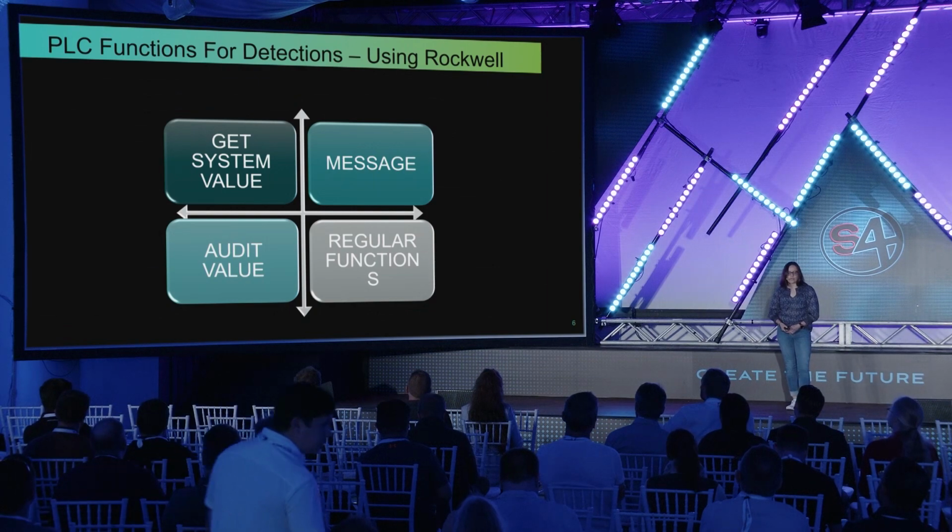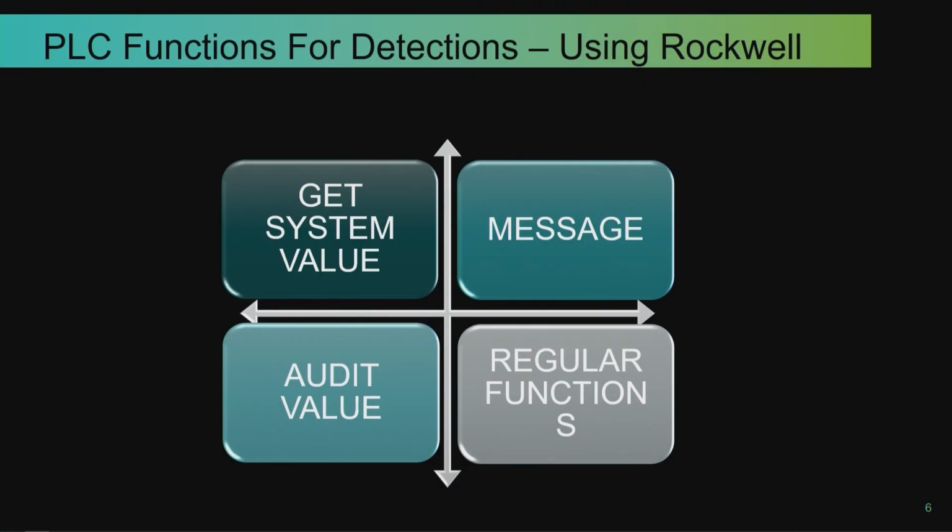So how do you detect that? Using what you have already in the PLC. We use Rockwell because it was a PLC that I have handy, and I use version 20 in this case. And we were using the get system value, message, audit value, and regular functions. The get system value is mainly a function that brings all the status bits to the data processor, and then does the diagnostics.